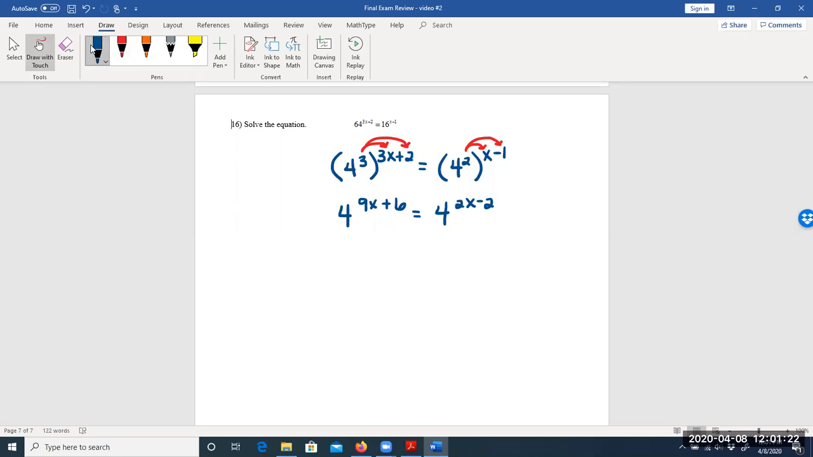Now I can drop those bases, because if the left side equals the right side, and the left side has a base of 4 and the right side has a base of 4, then it would follow that their exponents would also be equal. And then we just solve this. I'm assuming we know how to solve an equation of this type, so I'll just do it pretty quickly here. Our answer is x equals -8/7.